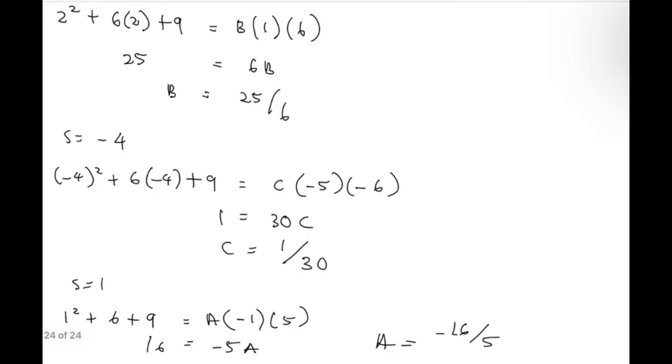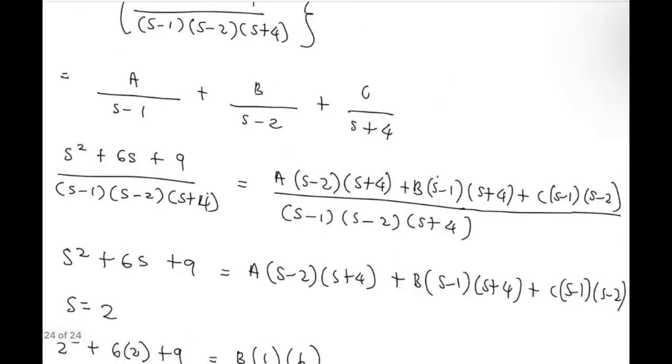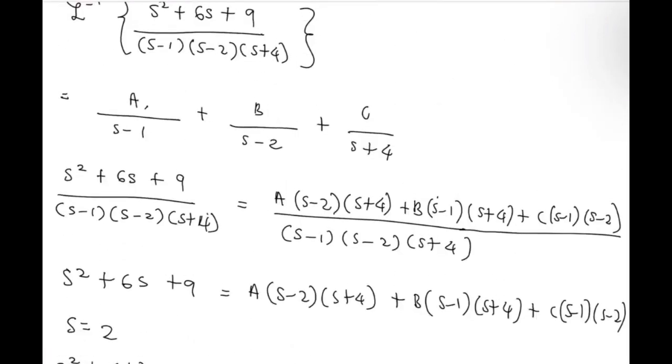So now we know A, B, and C. Hence, we can substitute into this fraction. So we know A is minus 16 over 5. B is 25 over 6. C is 1 over 30. Hence, I can write our Laplace transform: S squared plus 6S plus 9 over S minus 1, S minus 2, S plus 4.